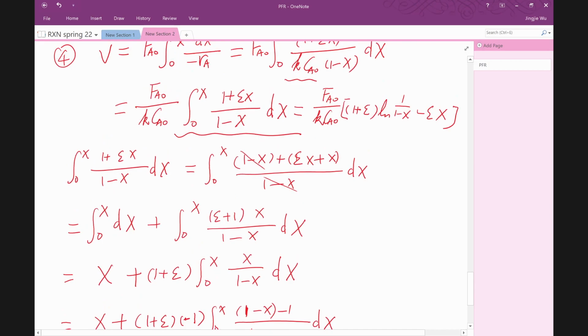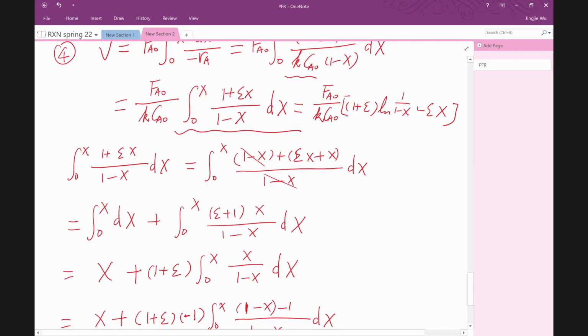Okay, so this is the V. But here, if you want to calculate V, what do you need to find out? I think you need to find out FA0, CA0, k, epsilon, right? These four parameters. The problem itself actually tells you. So what's the FA0?